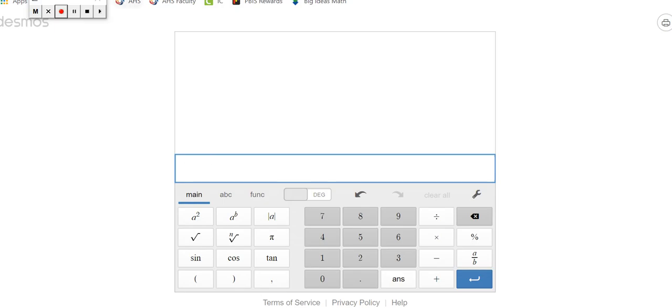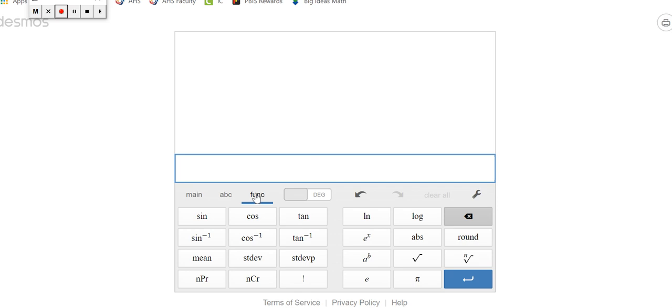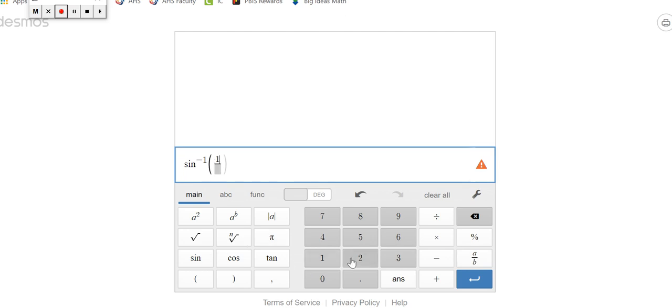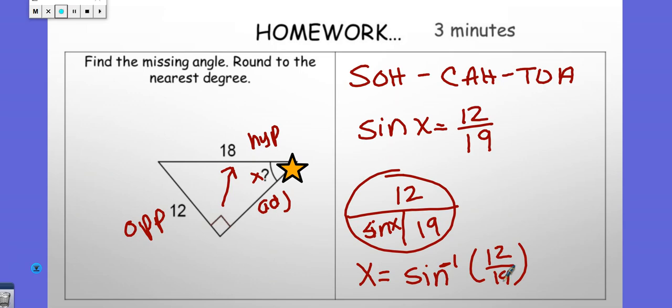So we're going to go to our calculator, and you can type in Desmos scientific calculator, and we want to get the inverse. So we're going to push this function key right here, and we're going to say sine inverse, and then we're going to go to the main calculator, and then we're going to say 12 over 19. And that should equal 39, and set to the nearest degree, so that's 39 degrees. So that means x equals 39 degrees. All right, let's keep it moving.